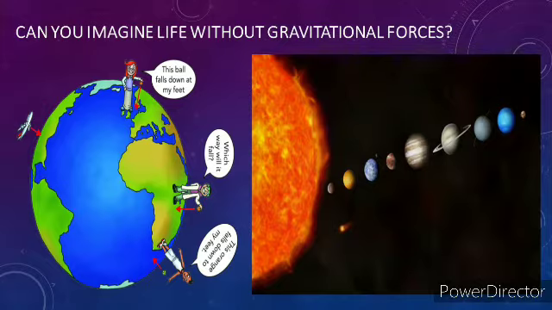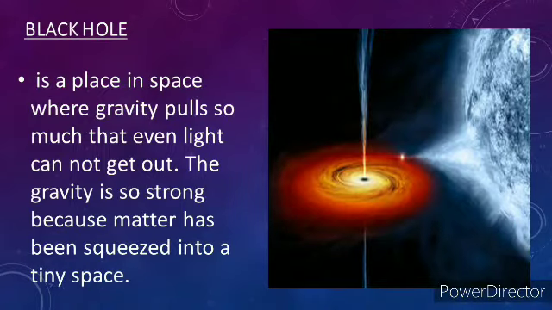Gravity not only pulls mass, but also pulls light. Albert Einstein discovered this principle. Black hole. A black hole is a place in space where gravity pulls so much that even light cannot get out. The gravity is so strong because matter has been squeezed into a tiny space.